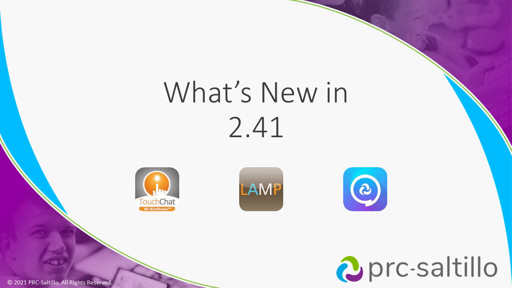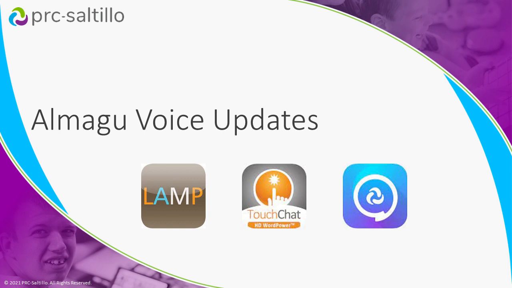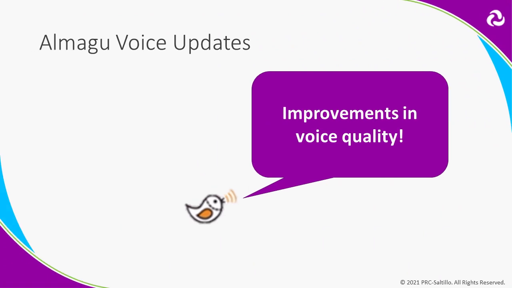It's time to update your PRC-Saltillo AAC apps. Let's take a look at what's new in version 2.41 for Dialog AAC, Lamp Words for Life, and Touch Chat. The Almagu voices offered on the PRC-Saltillo AAC apps have been updated. The Almagu speech engine has recently made improvements to voice quality and pronunciation for Spanish and English voices.